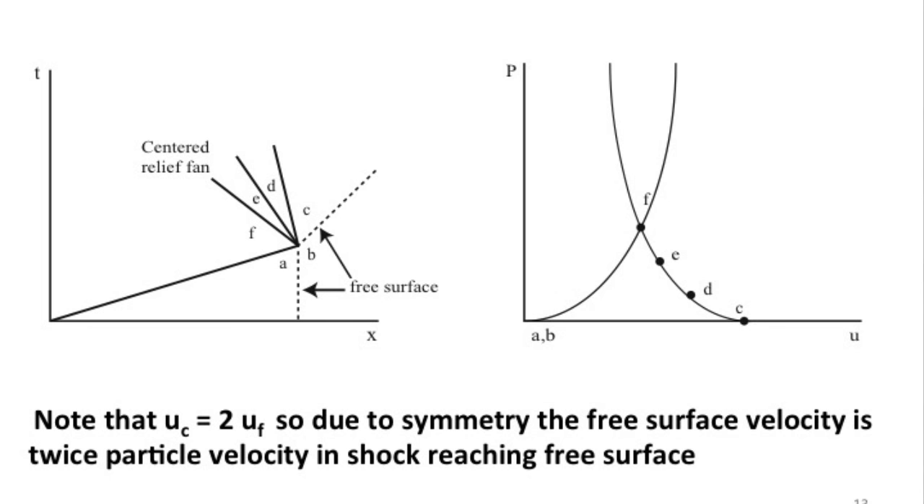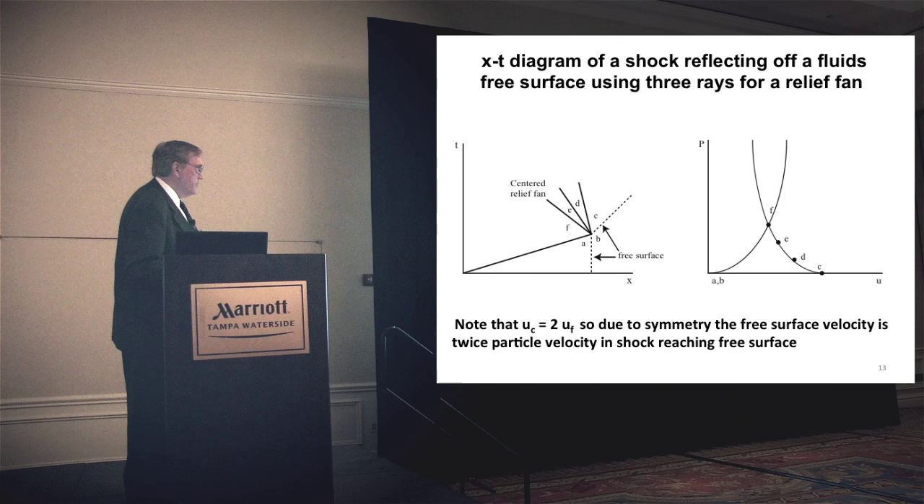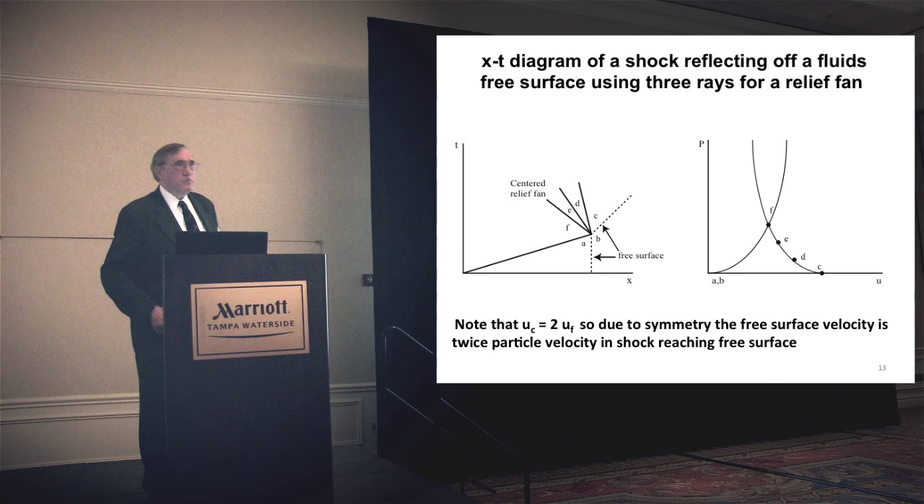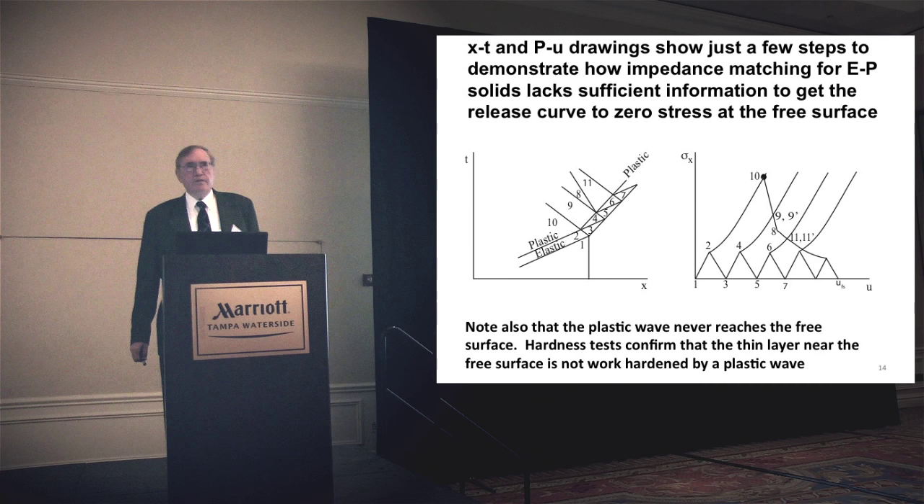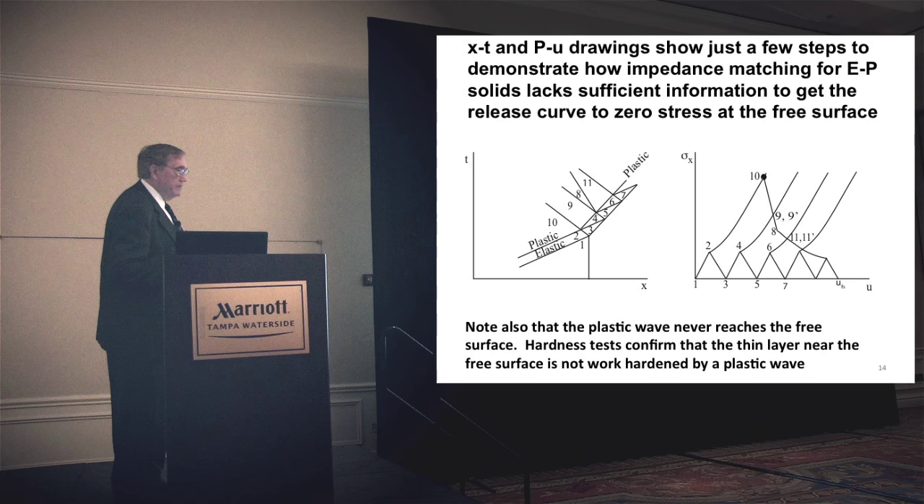And free surface velocities were easier to measure than internal particle velocity, certainly in the 50s and 60s. And so a lot of people, including myself, used free surface velocities. And so if it's a fluid, this relationship really does work. But an elastic plastic material is not a fluid, so it doesn't work for this pressure range. Here is the impedance matching for the elastic plastic model.